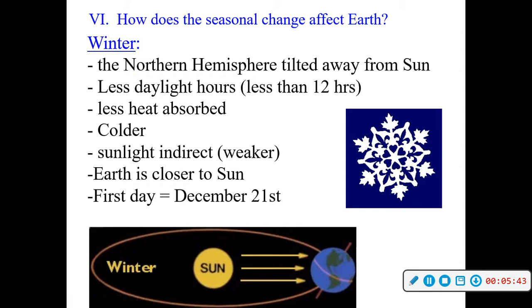Okay, winter on the other hand is the exact foil opposite. So Northern Hemisphere is tilted away from the sun, less daylight hours, actually less than 12 hours. Less heat is absorbed, it becomes colder, the sunlight is indirect or weaker, the Earth is closer to the sun. So again, showing you that it has nothing to do with the seasonal change. Even though that's our cold time of the year, we're closer to the sun. And the first day of winter is December 21st, right before Christmas time.